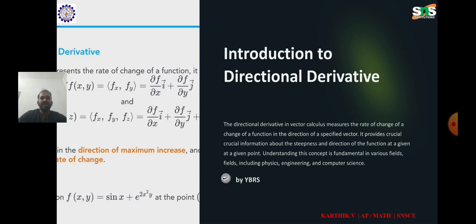Imagine you are standing on a mountain and you want to know in which direction the slope is steepest. The directional derivative helps you find this by measuring how fast the function representing the height of the mountain changes as you move in a specific direction.